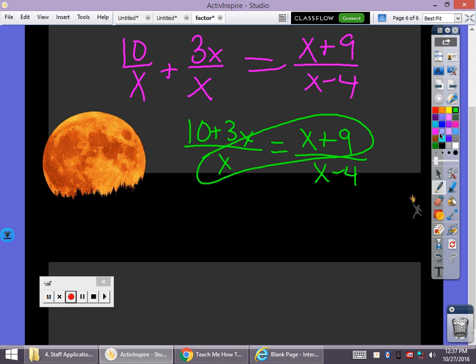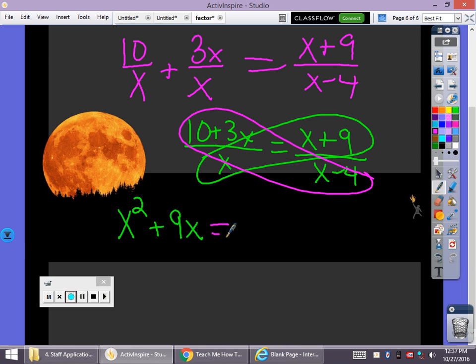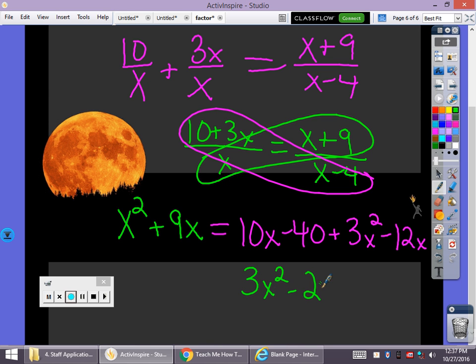All right, so let me cross multiply the easy one first. That gives me x squared plus 9x. When I cross multiply the other way, I get 10x minus 40 plus 3x squared minus 12x. I'm going to clean up this side, and it gives me 3x squared minus 2x, because I combine those two, minus 40 equals x squared plus 9x.